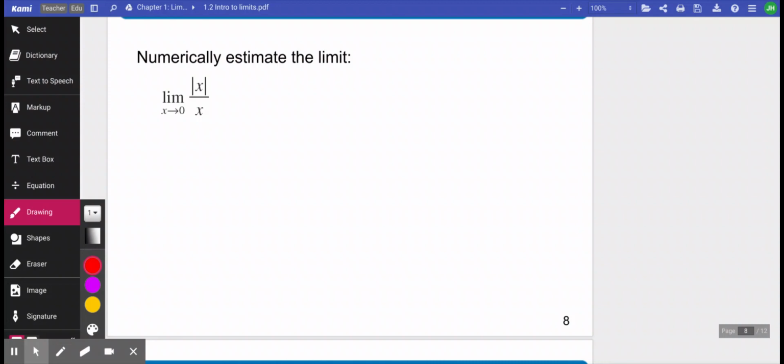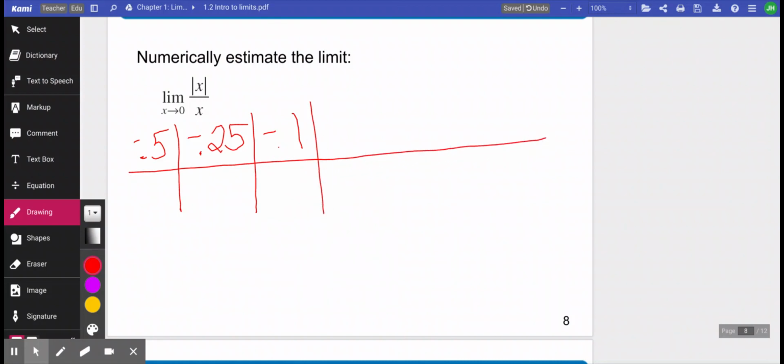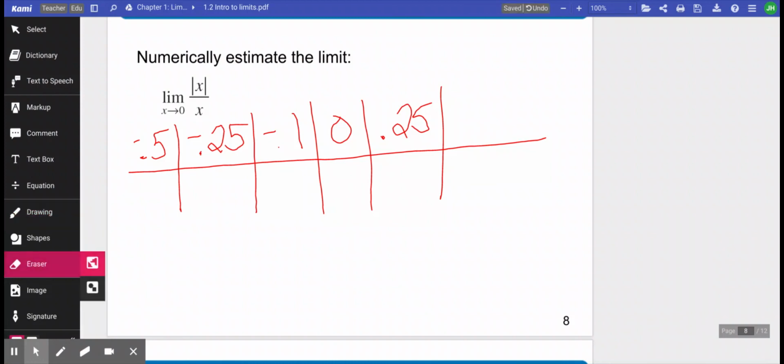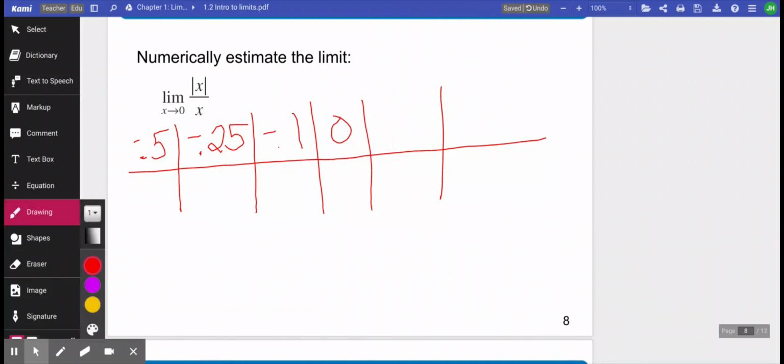So I'm going to do, I don't know, let's do maybe -0.5, -0.25, -0.1. They don't have to be perfectly patterned. We've got 0, and then positive 0.1, 0.25, and 0.5. All right, so the interesting thing here is that when you plug into an absolute value, it just means distance from 0, and distance is always positive.